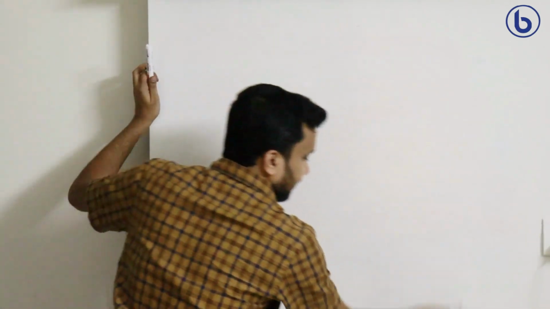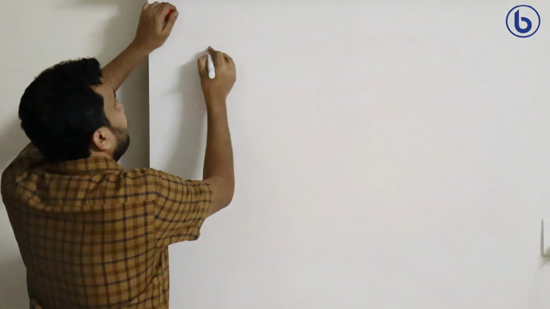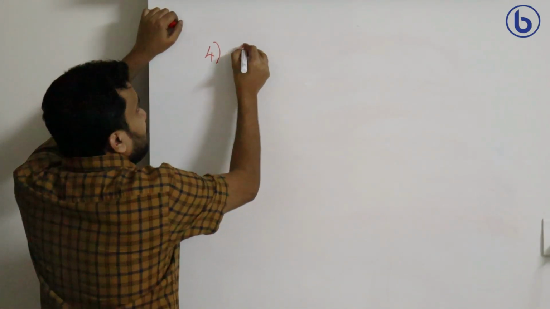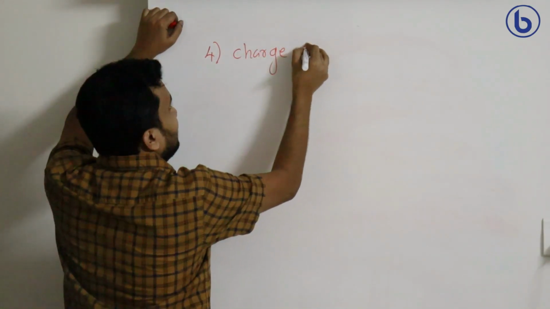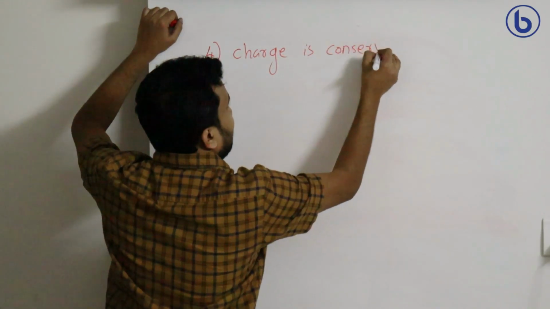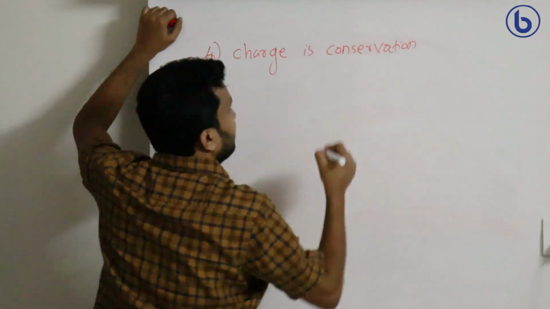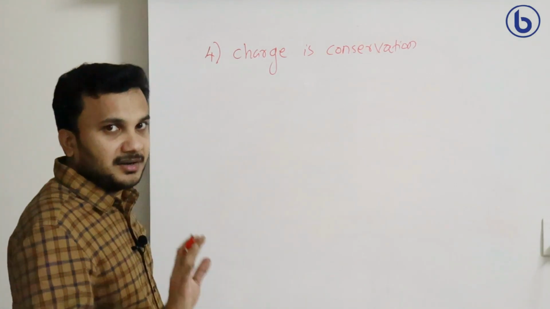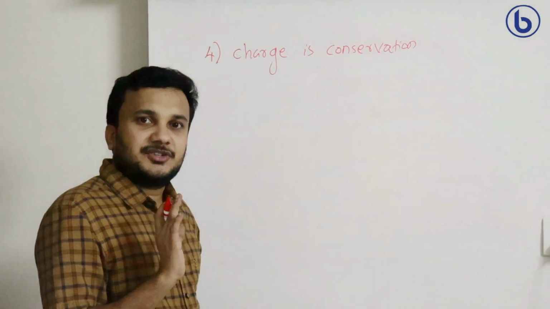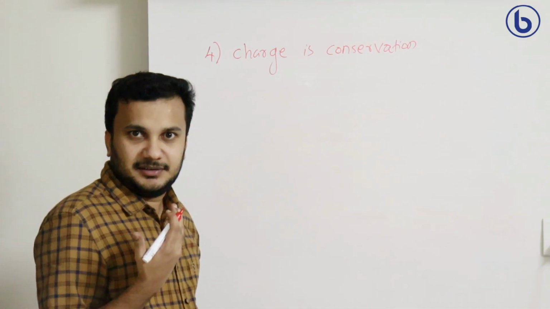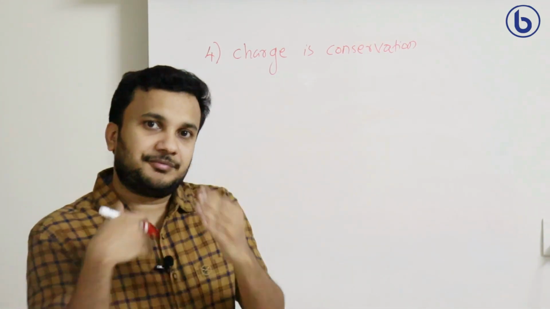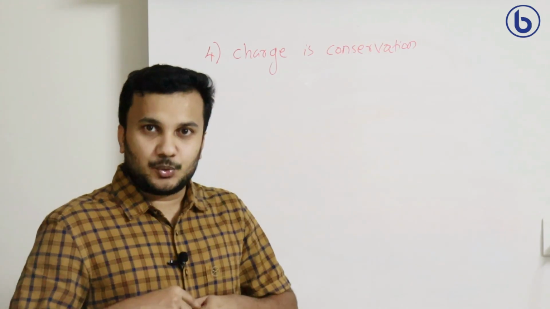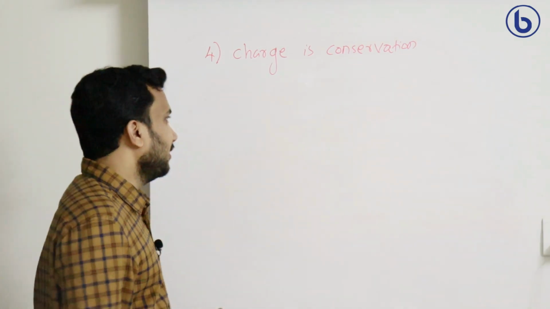So we have learned 3 properties, and I'm continuing with the 4th property. Charge is conserved. You have learned conservation in biology, in physics, in chemistry; in all subjects you have learned about conservation. Conservation always means that before some incident happens there is some value, and after the incident there is some value. If both values are equal, then it is called conserved. I'll tell you an example.